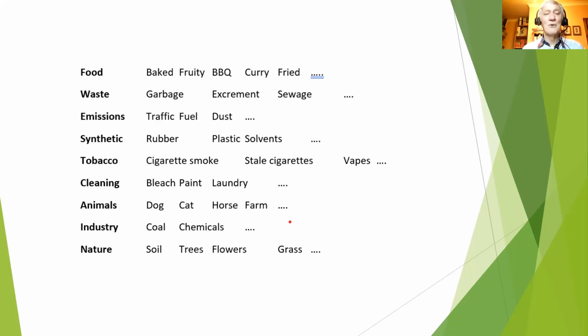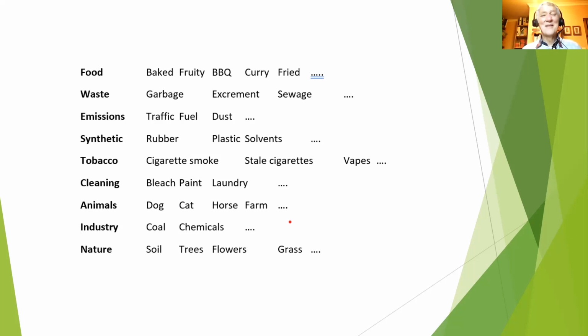Under industry, they had coal and chemicals, but I'm sure there might be other kinds of industrial smell, particularly with the car factory, the car repair shops and so on around the Ouseburn. About nature, soil, trees, flowers, grass. Again, you develop it as you feel the need.